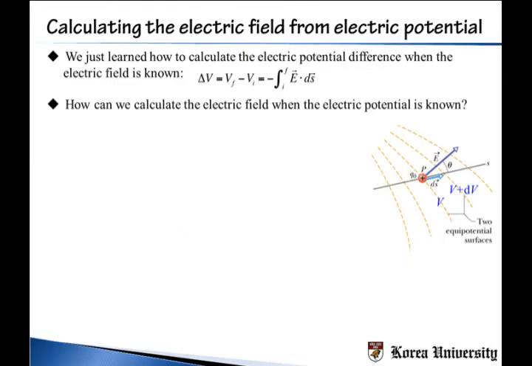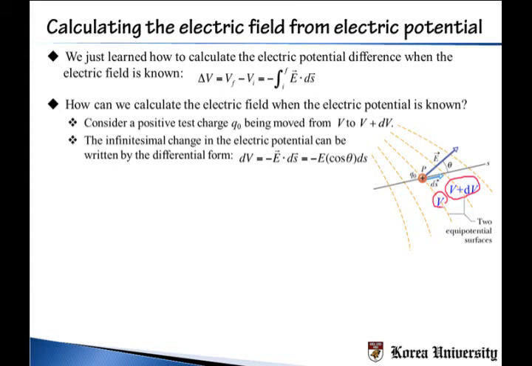Well, we have just learned how to calculate the electric potential difference when the electric field is known, right? Let's think about the opposite case. How can we calculate the electric field when the electric potential is known? Take a look at the figure on the right, and suppose this positive test charge is moving between two equipotential surfaces from V to V plus dV. Then the small change in electric potential is dV.